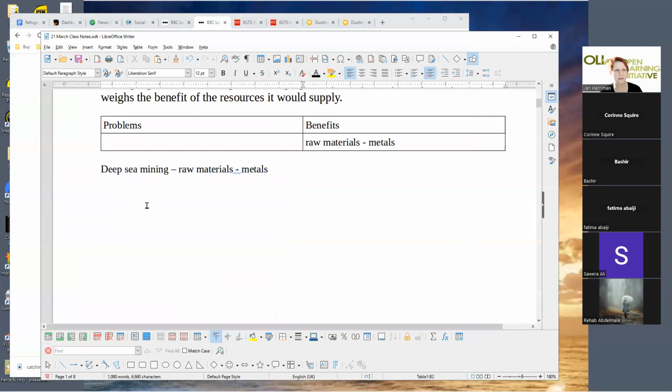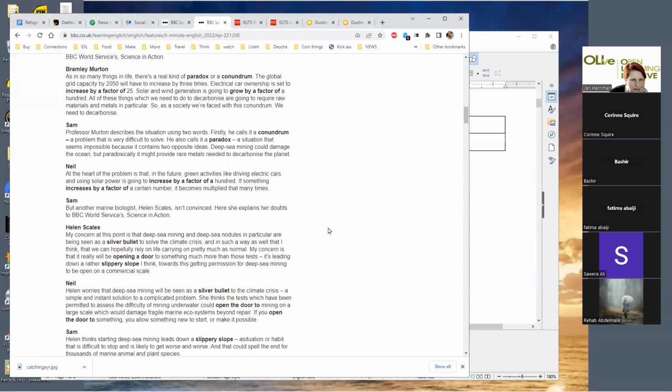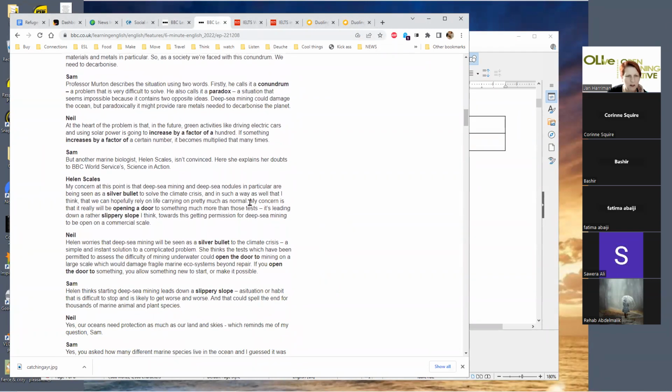What are the problems with deep sea mining? No, that one I didn't catch. The second person was talking about what the problems were. Actually, yeah.